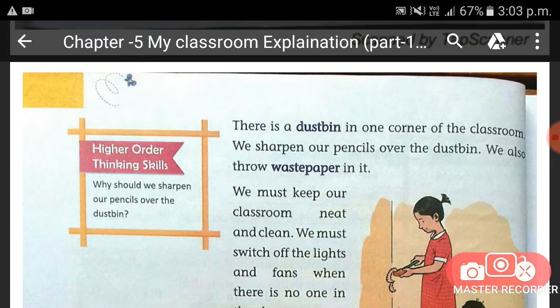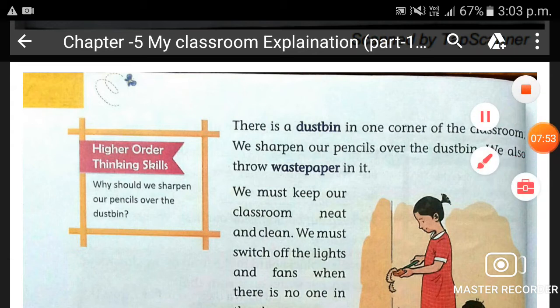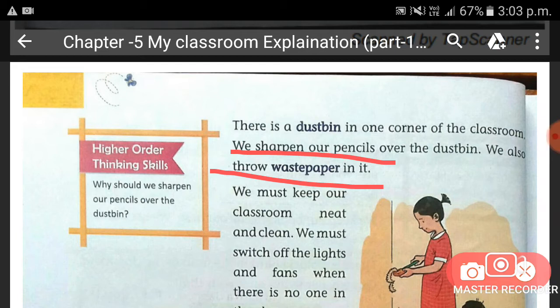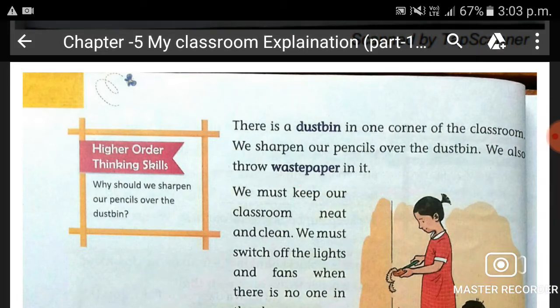And we throw the waste paper in the dustbin, because if we throw the waste paper here and there in our classroom, then it will make our classroom look so messy and so dirty. So that's why we throw waste things and waste papers into the dustbin, in order to keep our classroom neat and clean. Okay, is that clear?